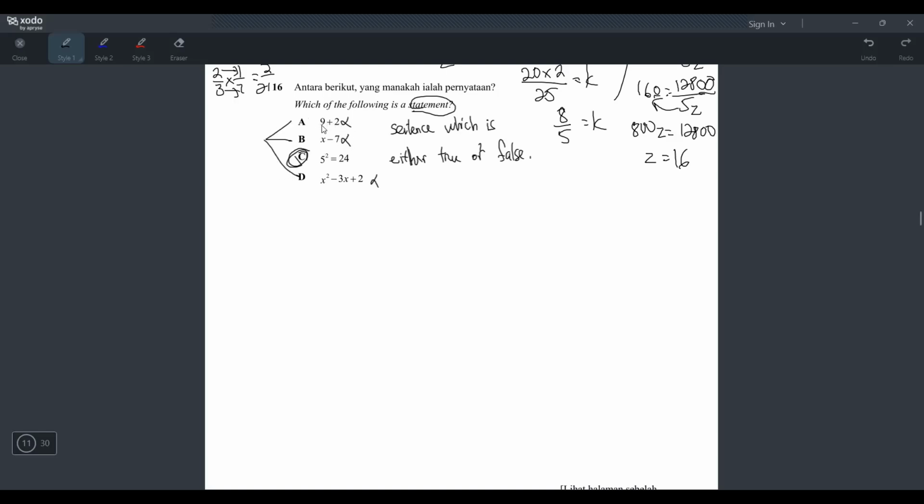But for A, B, D, these are non-statements because, like 9 plus 2, this is like an instruction, like a command sentence, like they're asking you to find. So you can't determine true or false. X minus 7 also you can't determine. Like x squared minus 3x plus 2, this one also is not a statement, it's like an instruction. It's like they ask you to find x, like a command sentence. So usually when it's an instruction, you can't tell me if it's true or false, right? So that's why the answer is C. Okay, so that's how you do it.